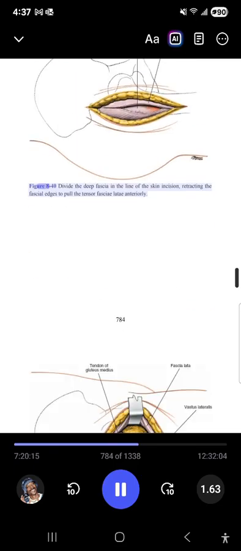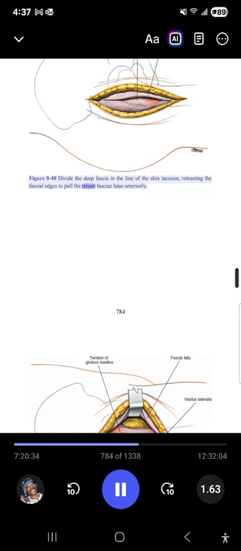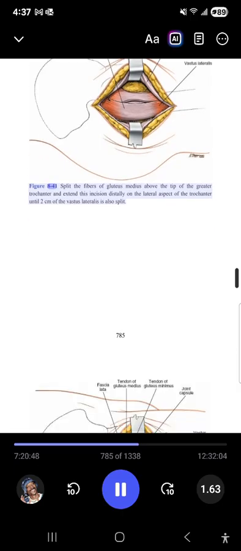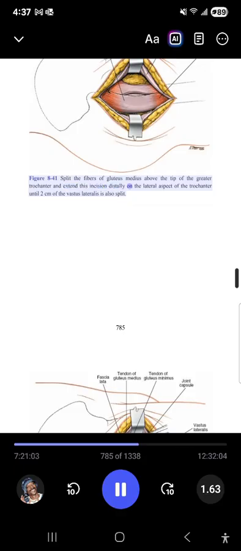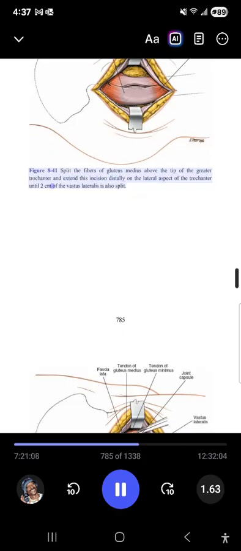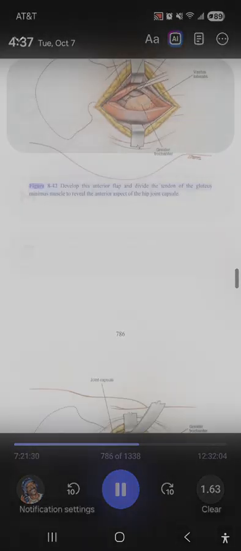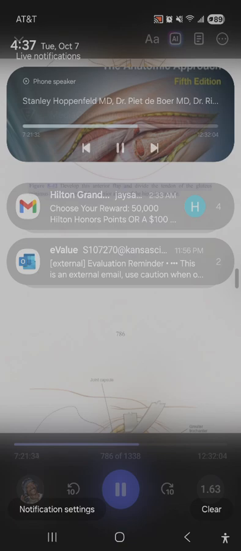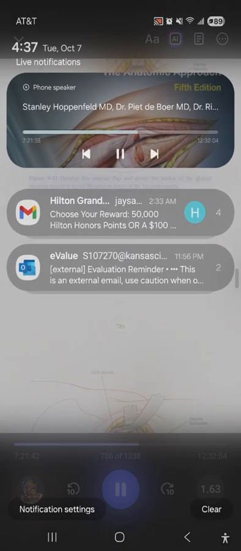Figure 8-40. Divide the deep fascia in the line of the skin incision, retracting the fascial edges to pull the tensor fasciae latae anteriorly. Figure 8-41. Split the fibers of gluteus medius above the tip of the greater trochanter and extend this incision distally on the lateral aspect of the trochanter until 2 centimeters of the vastus lateralis is also split. Figure 8-42. Develop this anterior flap and divide the tendon of the gluteus minimus muscle to reveal the anterior aspect of the hip joint capsule.